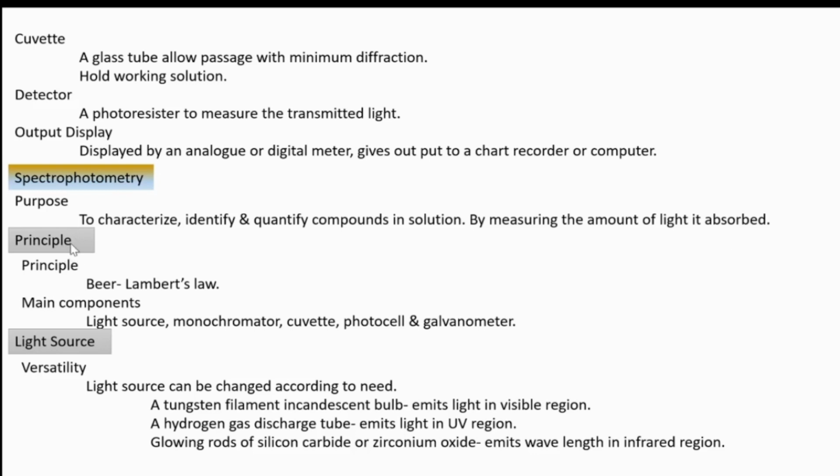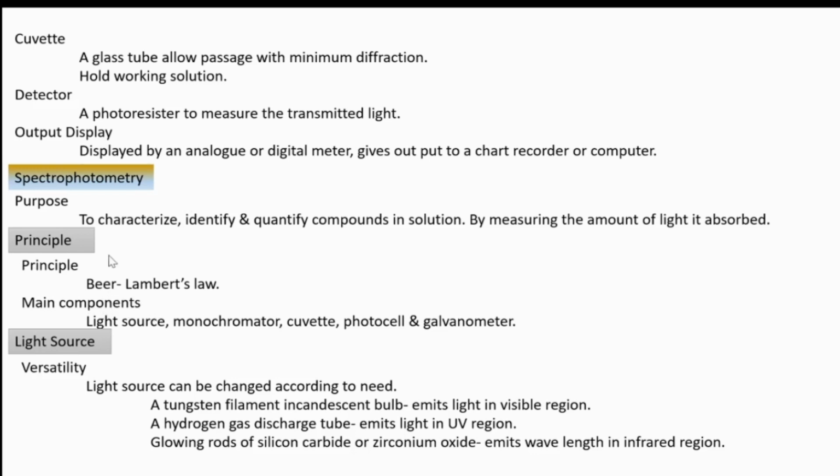So the first point is regarding the principle of spectrophotometry. What is its principle? Here also the principle is Beer-Lambert's law. Then what is Beer-Lambert's law? Beer's law says that the absorbance level increases with the concentration of the solution, and Lambert's law says that the absorbance increases with increase in the thickness of the solution. That means the increase in the path of light. So here also the principle is Beer-Lambert's law.